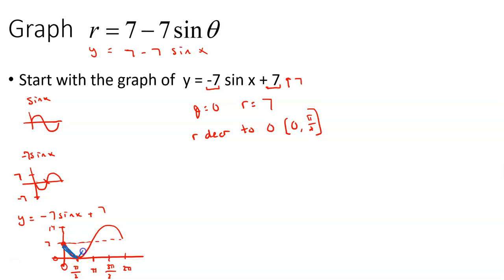Then what does it do? It begins to increase again. It increases back to 7 on the interval from pi over 2 to pi. Oh, but then it keeps going, right? It goes all the way up to 14.